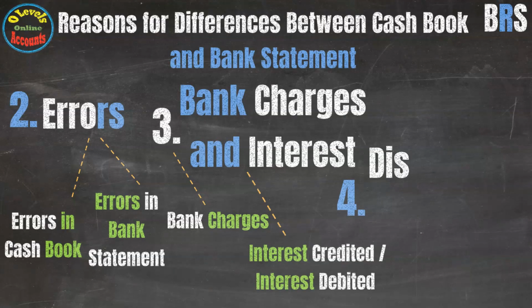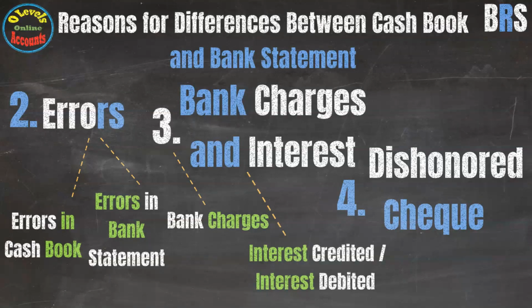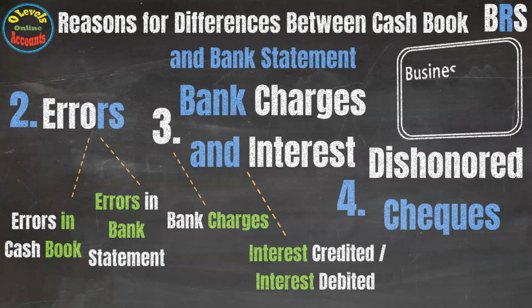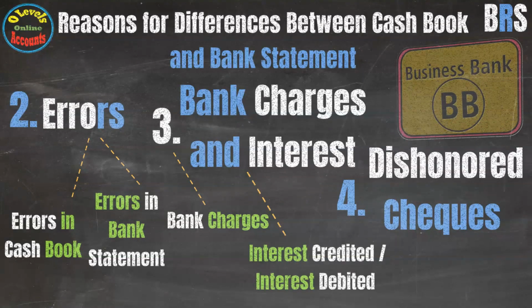The final reason is dishonored checks or unpaid checks or uncleared checks. Checks deposited by the business but returned unpaid by the bank are recorded by the bank but may not yet be reflected in the cash book. It will create a difference between a cash book and the bank statement. Let's check the steps involved to prepare the bank reconciliation statement.